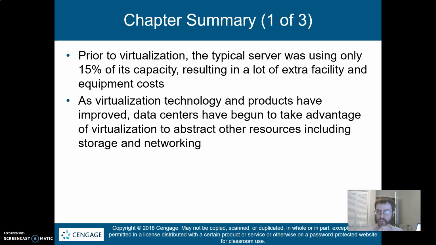The typical server was maybe using 50% of its capacity, still generating a lot of heat, still pulling a lot of power, still taking up a lot of space, but really not doing a whole lot most of the time. Now the data center with virtualization, we can build more VMs, more machines in the same physical space by virtualizing them.